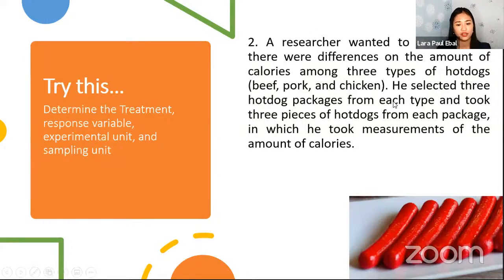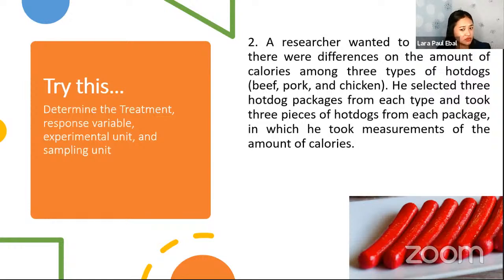A researcher wanted to determine if there were differences in the amount of calories among 3 types of hot dogs. For example, we have these 3 flavors: beef, pork, and chicken. He selected 3 hot dog packages from each type and took 3 pieces of hot dogs from each package, in which he took measurements of the amount of calories. It's long, right? So we have these different types, and from each type we have different packages. However, we cannot measure all the packages, so what we do is we get only a few, say 3 hot dogs. Now determine the treatment, the response variable, the experimental unit, and the sampling unit.